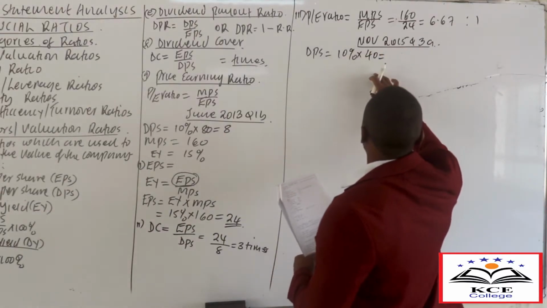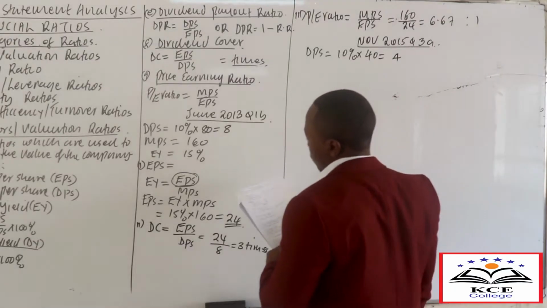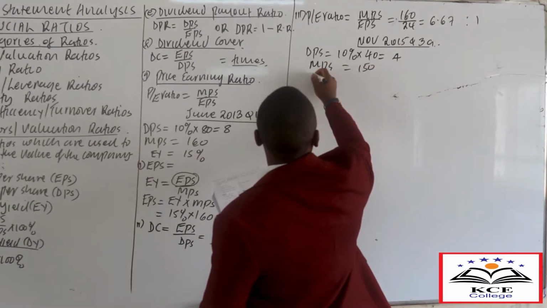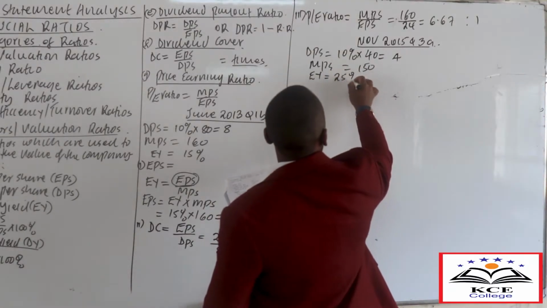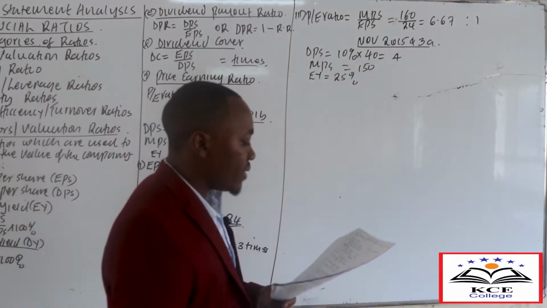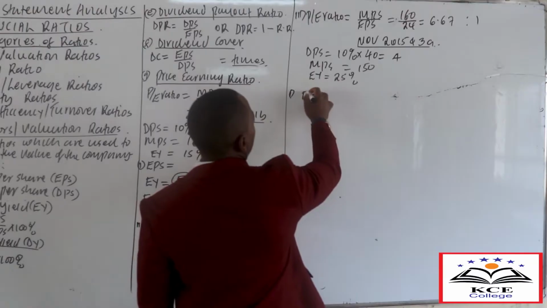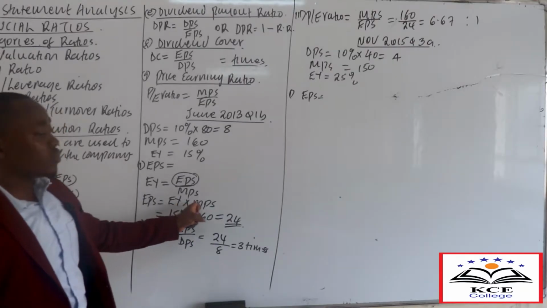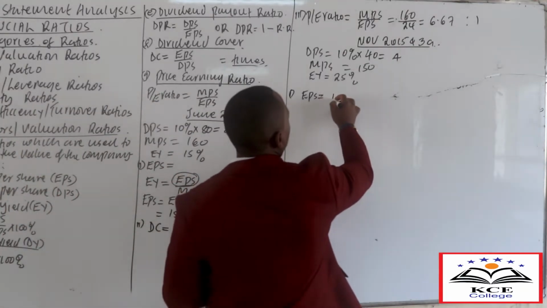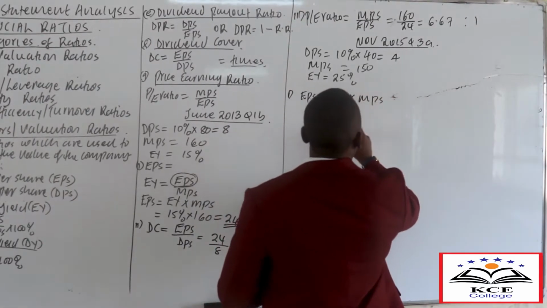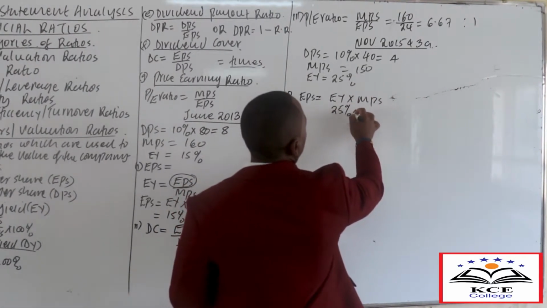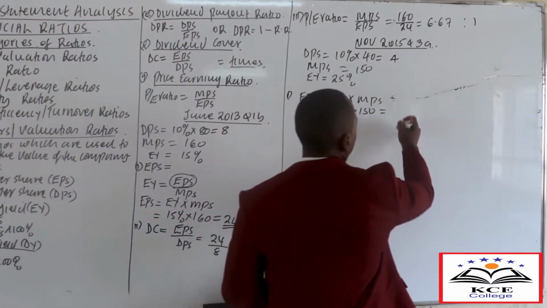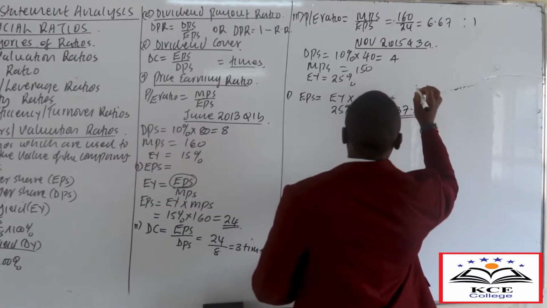Nominal value is the same as par value. So the dividend per share is 4 shillings. The market price per share is 150, and the earning yield is 25%. Required number 1 is the earnings per share. To get the earnings per share, you multiply the earning yield by the market price per share. That is 25% times 150, which gives 37.5.